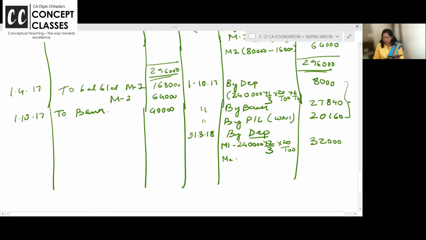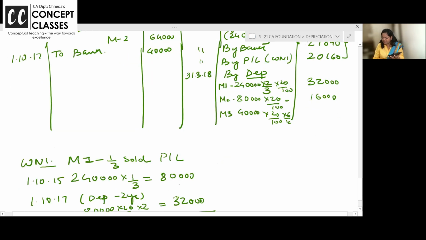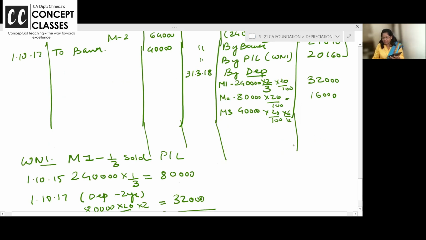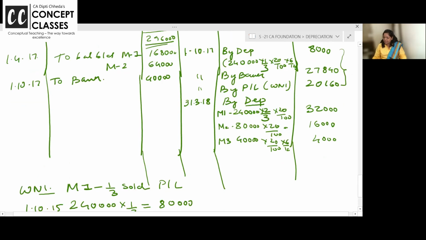Machine 2. Machine 2 is purchased here in the second year. 80,000. 20% is the depreciation. 16,000. Machine 3. 40,000. 20% into 6 by 12 because it is purchased in October. 40,000 into 20% into 6 by 12. So that is 4,000. Okay? So 3 depreciations we have charged. Original asset was 240, only 2/3 is left. 80,000 ka 20% and 40,000 20% for 6 months.